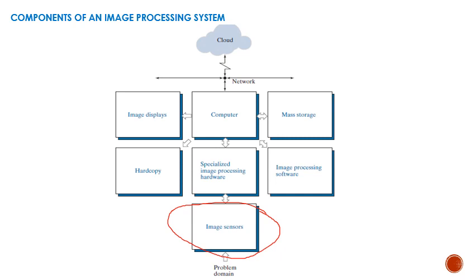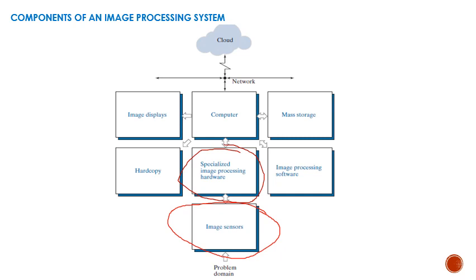For example, in a digital video camera, the sensors produce an electrical output which is proportional to the input light intensity emitted from the object of interest. The second element, the digitizer, converts these outputs to digital data. All this will be studied in detail in the next chapter of the module. Speaking of the next component, that is the specialized image processing hardware. Now what is this?